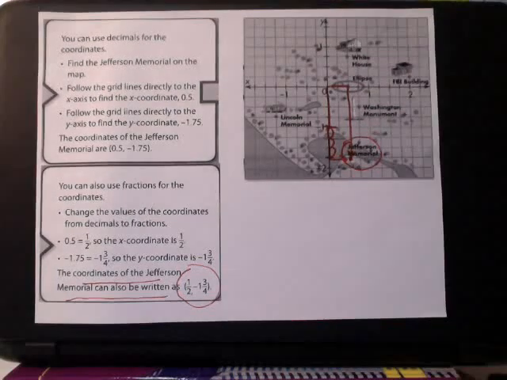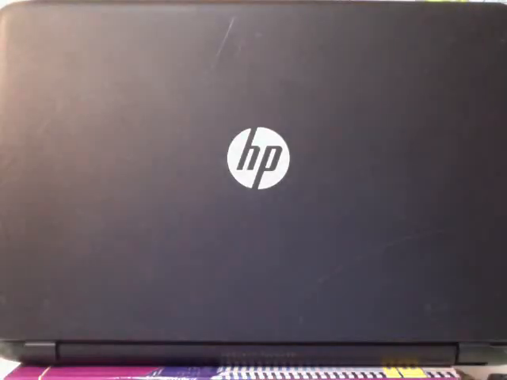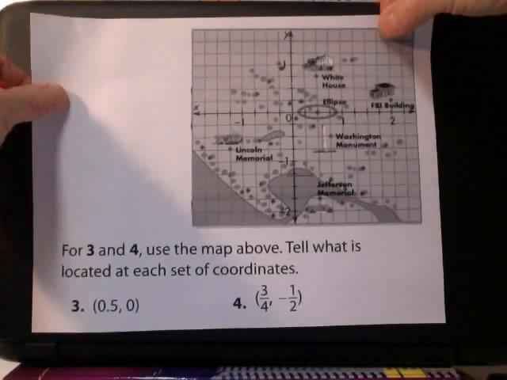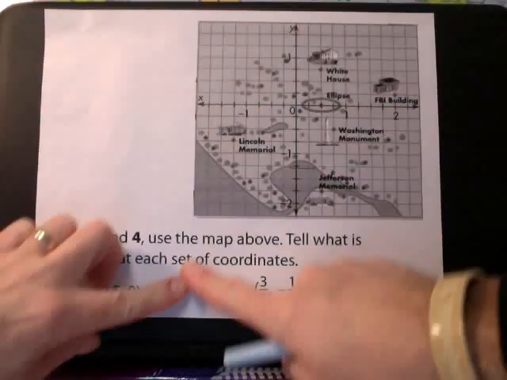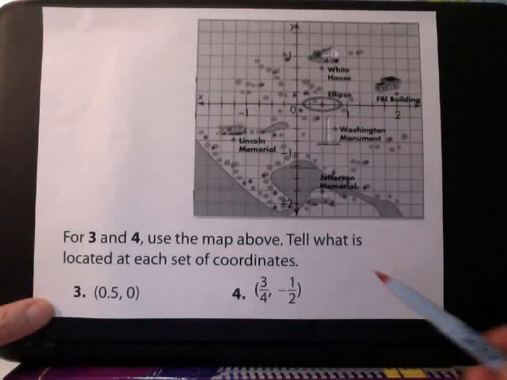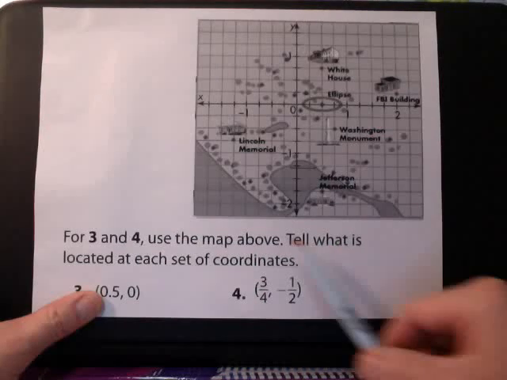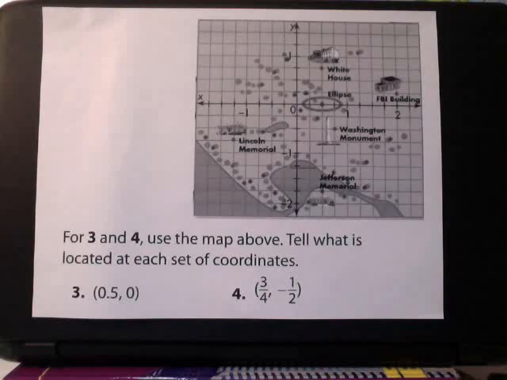So anyways, what I'd like you to do right now is some practice problems. Let's take a look in your book and locate the following questions. Questions 3 and 4 want you to use the map in the instructional process. For 3 and 4, use the map above. Tell what is located at each set of coordinates. Why don't you pause the video and try answering those.